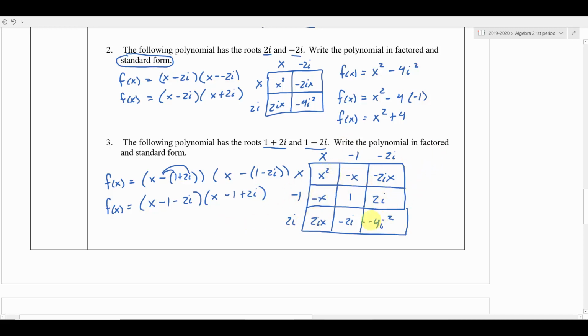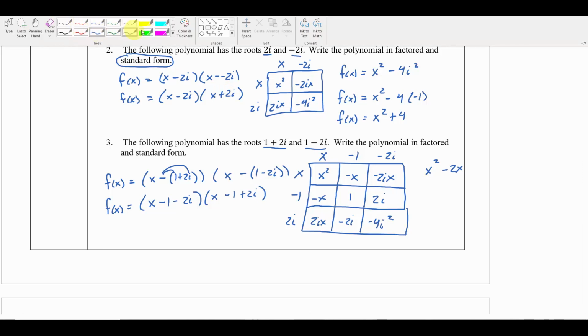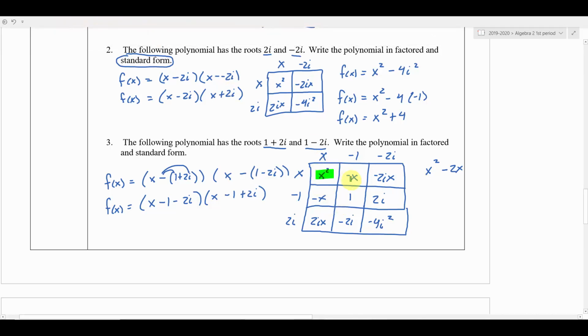So I've got x squared, and I have to check the rest of these and see if there's anything it'll combine with, and there is nothing there. So we've got x squared. And then I've got a negative x here, and another negative x here. So I can combine those and get a negative 2x. And I don't see anything else that's a like term to combine with. So I've got x squared minus 2x. And I'll keep track of the boxes that I've taken care of so far. So we've got that one, and that one.